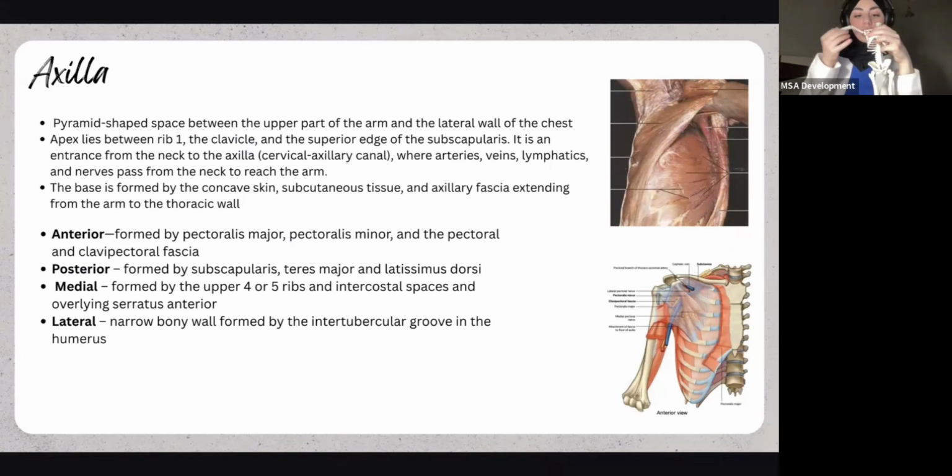Rib one. So raise the arm, and then all the way from rib one, that is where the axilla starts, at the base of rib one. And the clavicle, that's where it starts. Now, I was supposed to have, yep, right here. Now, the axilla is very important because a lot of important structures pass by it.